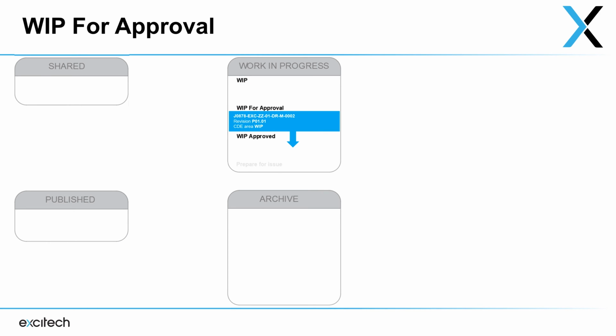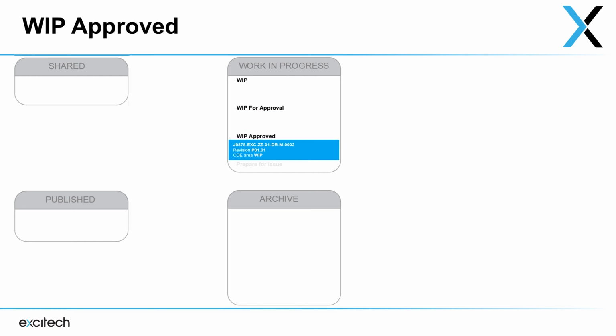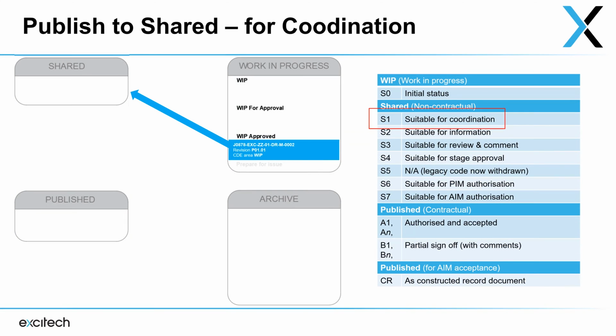You may have your own internal process for this, but it's typical to have 1 or more checking and approval steps before the document is held in WIP as approved. So we first send it for approval. And once approved, it sits in an approved state like this. A senior colleague will then determine who is going to receive the document and for what purpose. In this example, we want the purpose of issue or suitability to be for coordination, which is suitability code S1.